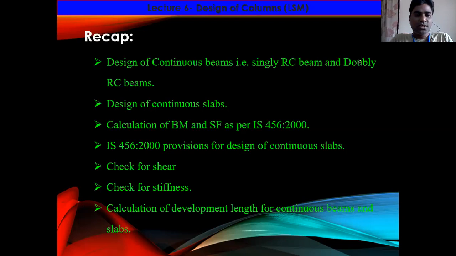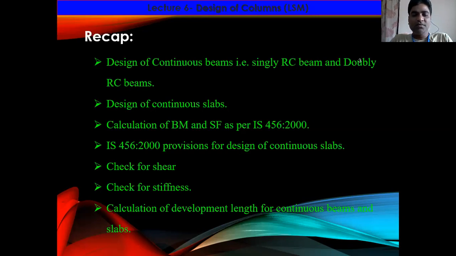Then we discussed the design of continuous slabs, that means how to design a continuous slab and what the provisions proposed by IS 456 are. We calculated the shear forces and bending moments as per the method proposed by IS 456-2000, based upon the coefficients given in the code. Based upon that, we calculated the shear forces and bending moments which are used to determine the reinforcement in a given section.